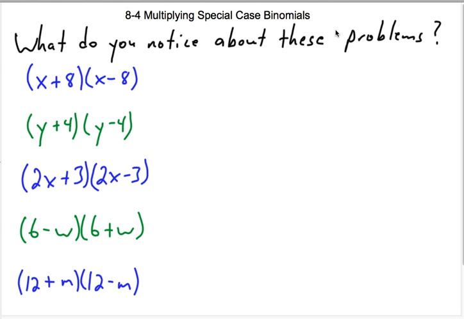Okay, so what you're doing is we have x plus 8, x minus 8, y plus 4, y minus 4. All of these are using the same terms. Each binomial has the same term, except one of them is adding the terms and one of them is subtracting. And that's true for every one of these binomials.